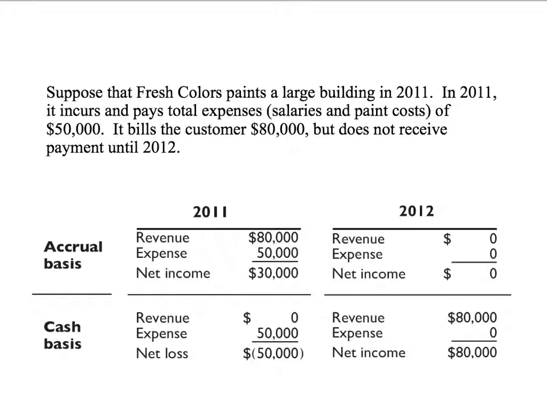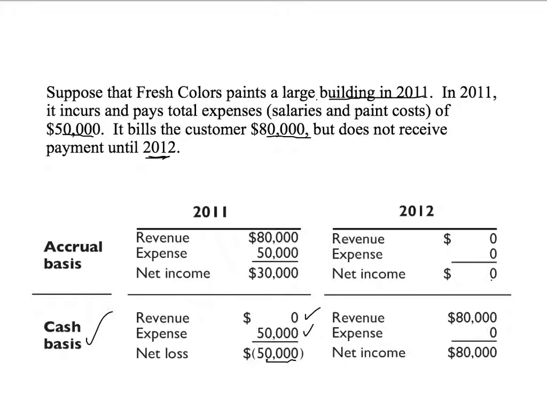Suppose that this company called Fresh Colors paints a large building in 2011. In 2011, it incurs a lot of expenses and pays those expenses, salaries and painting costs of $50,000. When the job is done, it bills the customer $80,000, but does not receive the cash until 2012. Now, if we were on a cash basis, in a 2011 financial statement, we would show no revenue because we only record revenue when we receive the cash. And we would show $50,000 in expenses. So we would have a loss of $50,000 in 2011.